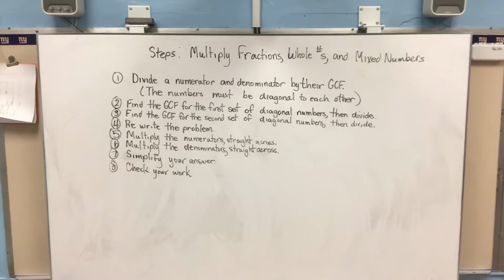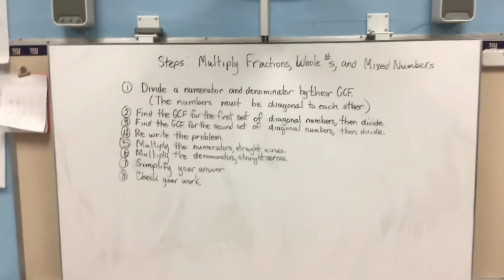Step 5, multiply the numerators straight across. The two numbers that are across from each other.